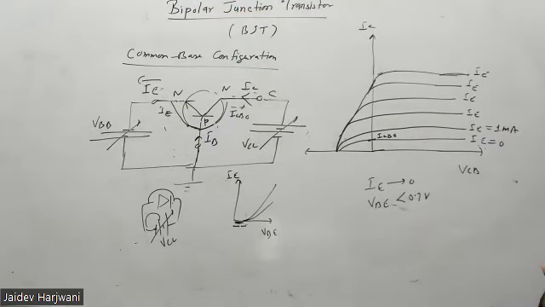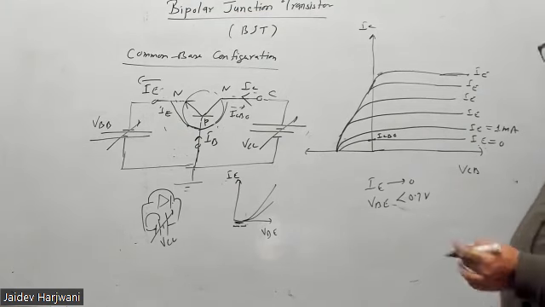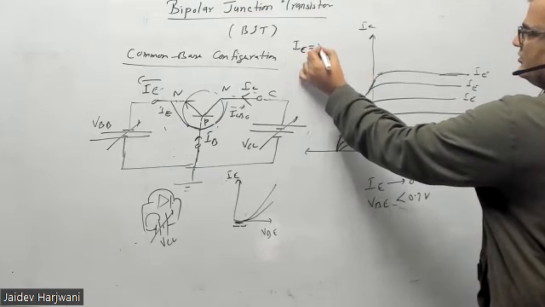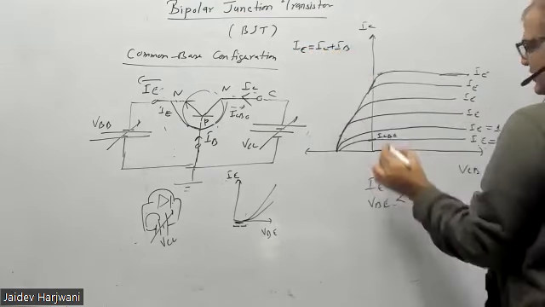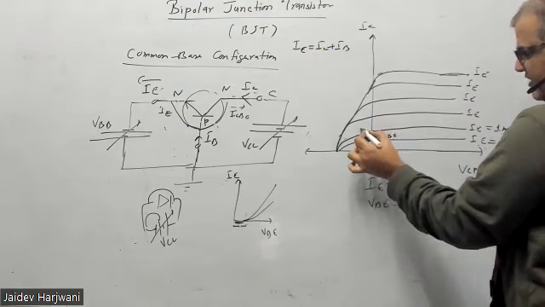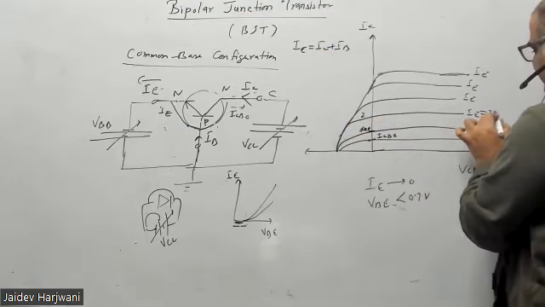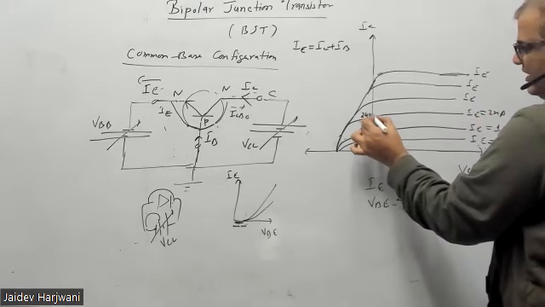IC is almost equal to IE because IB is only a small microampere. IE is equal to IC plus IB. So here this will also be 1 milliampere. If I say this is 2 milliampere, here also 2 milliampere current comes.